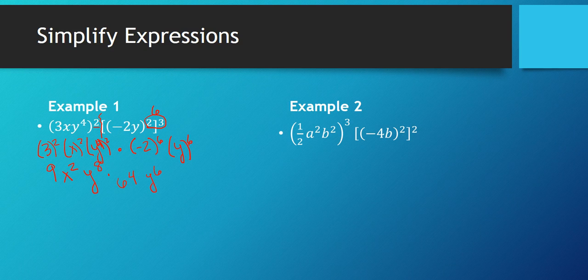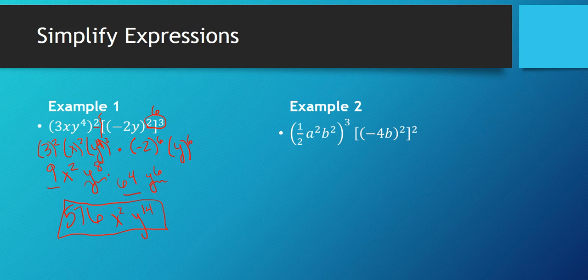Now you ask yourself, am I done? Well, no, because we have two coefficients, 9 and 64. So we can multiply those together and get 576. And we also have two bases that are the same. We have y to the 8th and y to the 6th. So the x's can come down since there's only one. But the y's, we can't just leave them as two separate. We need only one group of each base. So we're multiplying. So we're going to add my exponents of 8 and 6 together on the y's and get 576 x squared y to the 14th.